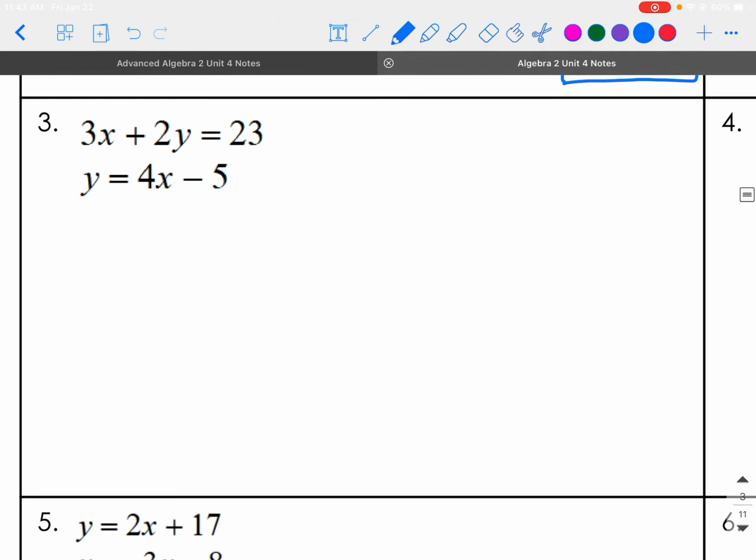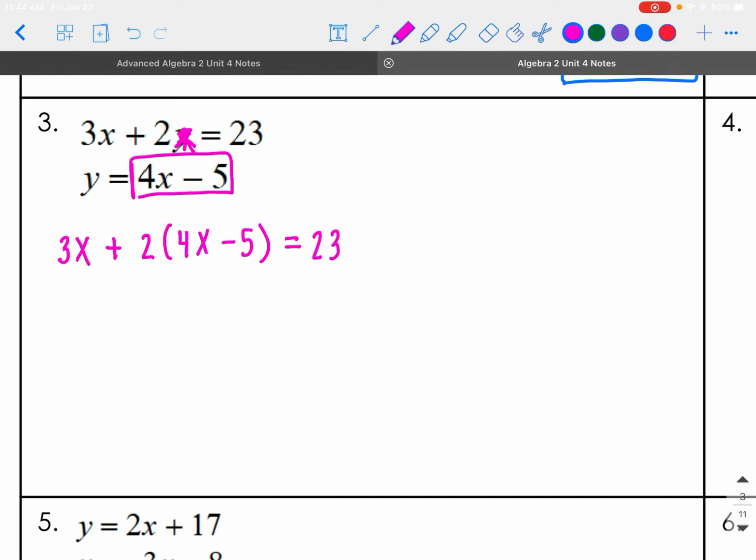All right, number 3. This time the bottom equation was y equals. So I normally draw a box, or you can circle, it doesn't matter. Box around 4x minus 5, and I'm going to draw an arrow to the y in the other equation. So I'm replacing this y with 4x minus 5. So taking out the y and replacing with 4x minus 5. Everything else stays the same.